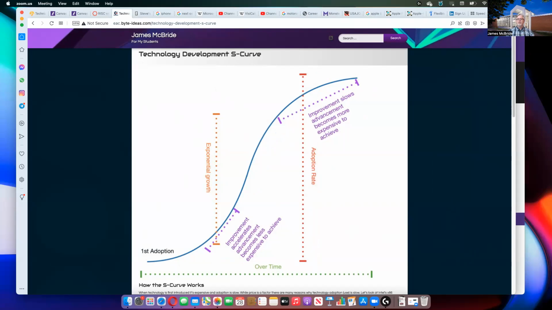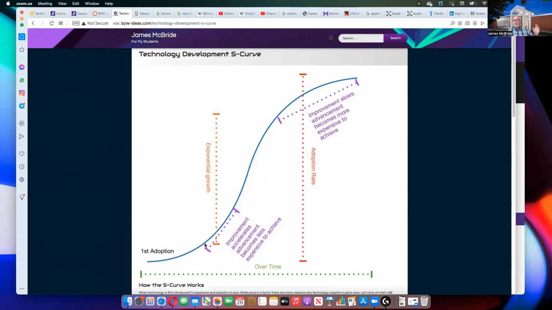And so we're not talking about choice here. We're talking about cost, much more about cost and innovation. So right here, we've got the first adoption of the technology. Then it starts to go up and up, and then it hits this exponential growth. So there's massive improvements that accelerate the advancement, becomes less expensive to achieve. So basically, it took a lot to make whatever it was happen.